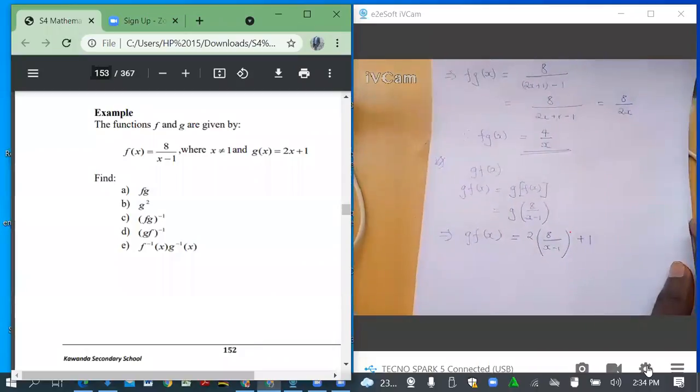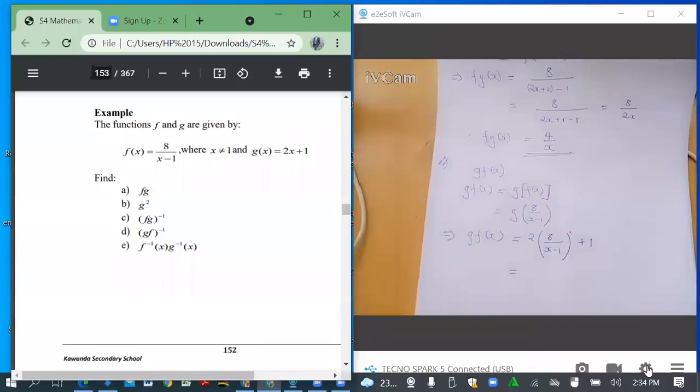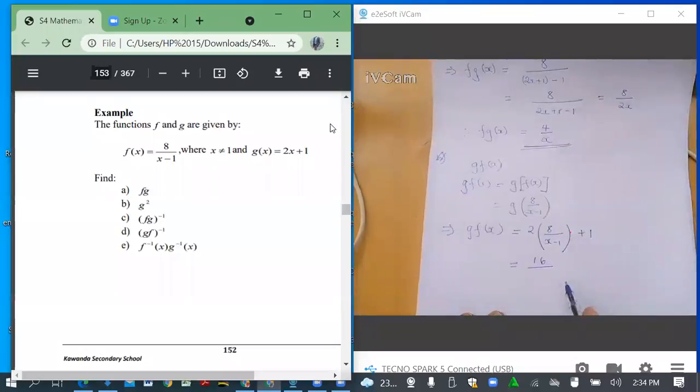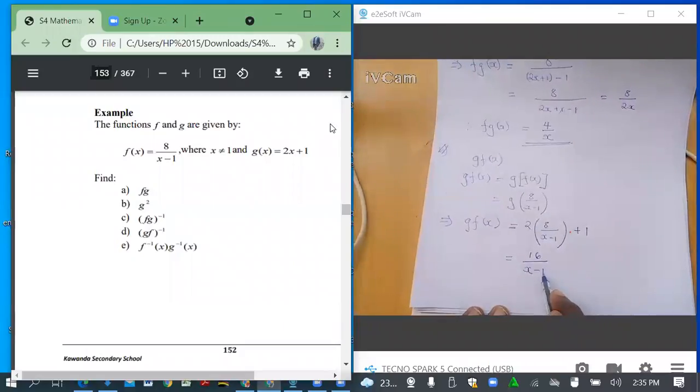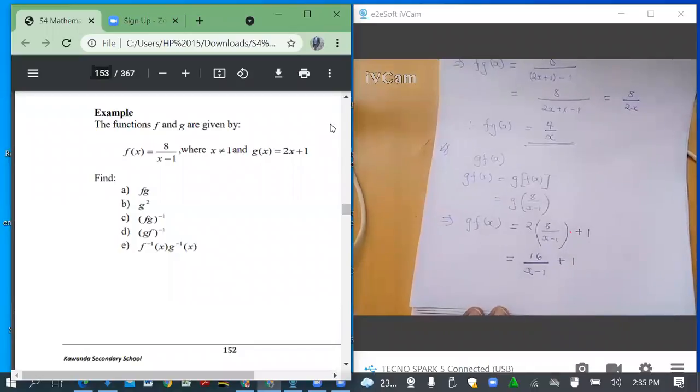Let's simplify that. When you open that bracket, what do you get? 16. Good. 16 into 2x, it will be 16 over x minus 1, plus 1. Right? This one is the same as 1 over 1. Are you seeing that?